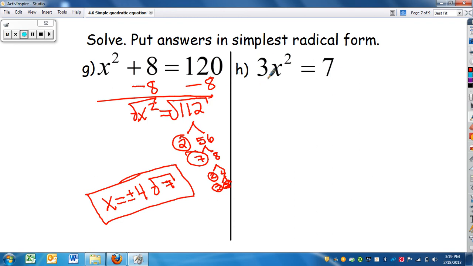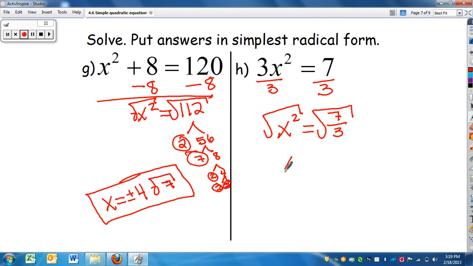Alright, so on H, 3x squared, so I'm going to divide by 3. Again, this fraction is not nice, so I'm just going to leave it as a fraction. That's an improper fraction, 7/3. Square root. So I get x equals plus or minus square root of 7/3. Now I can look, oh, it's 7 and 3, or I can split this as square root of 7 over square root of 3. We are allowed to do that. These are equivalent expressions. 7 and 3 are not perfect squares, so now I need to rationalize my denominator.